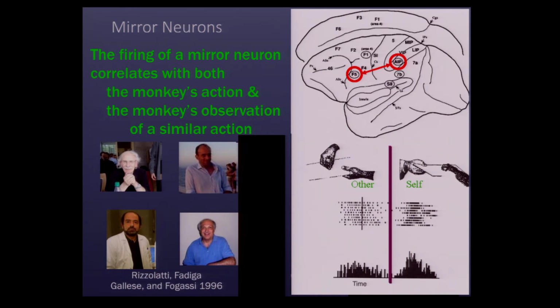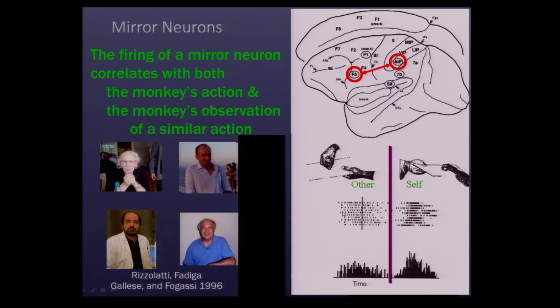But here was the interesting thing. Leo Fogassi one day was placing, this is his hand, well, actually it's a picture of his hand, homage to Magritte, was placing, using a precision pinch, the food for the monkey to grasp, and lo and behold, the cells started firing, not quite as vigorously, but as we can see from the histogram, still very vigorously.